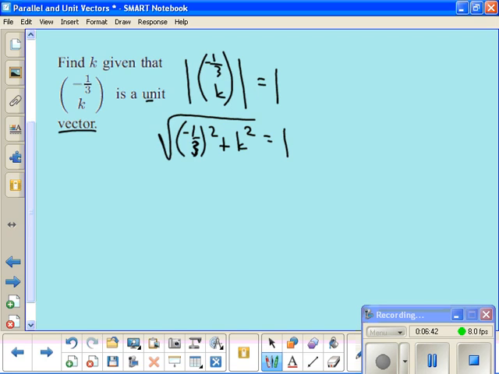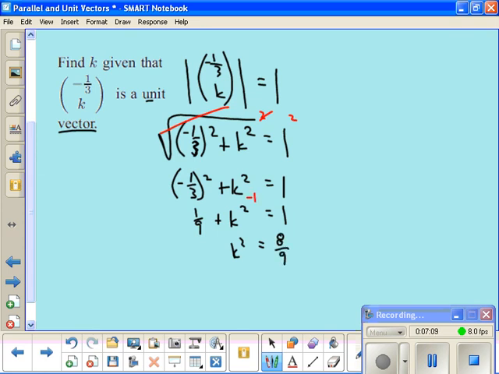So to get rid of the square root, because I've got to solve for k, I square both sides. The square and square root cancel out. So now I have negative 1/3 squared plus k squared equals 1. Well, negative 1/3 squared is 1/9, plus k squared equals 1. So subtract 1/9 from both sides. So k squared equals 8/9.